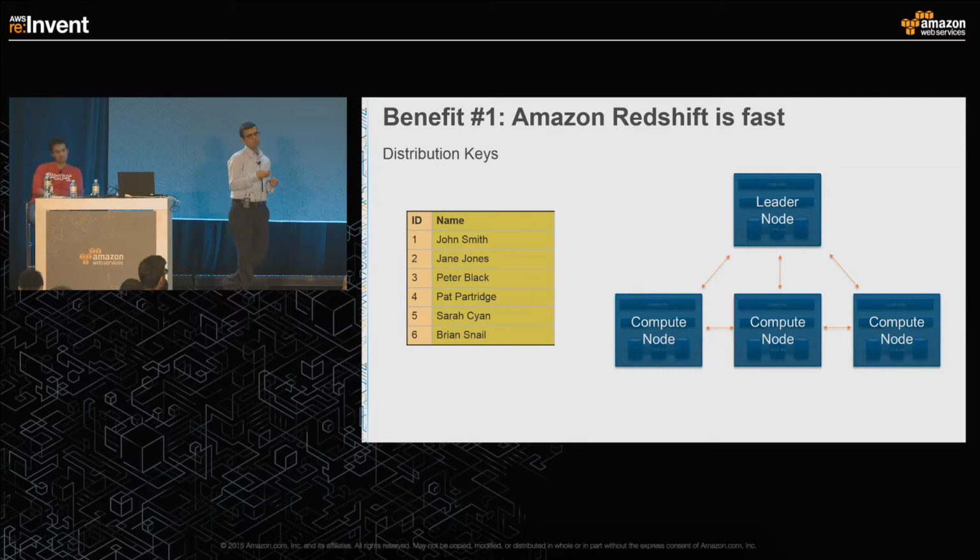The other way to distribute data is through a key. If you have a large fact table and a large dimension table that you're joining, you would want to distribute the data using that particular key so that all of your joins between those tables get served within the context of a compute node, and there's not much interaction between the nodes at that point.